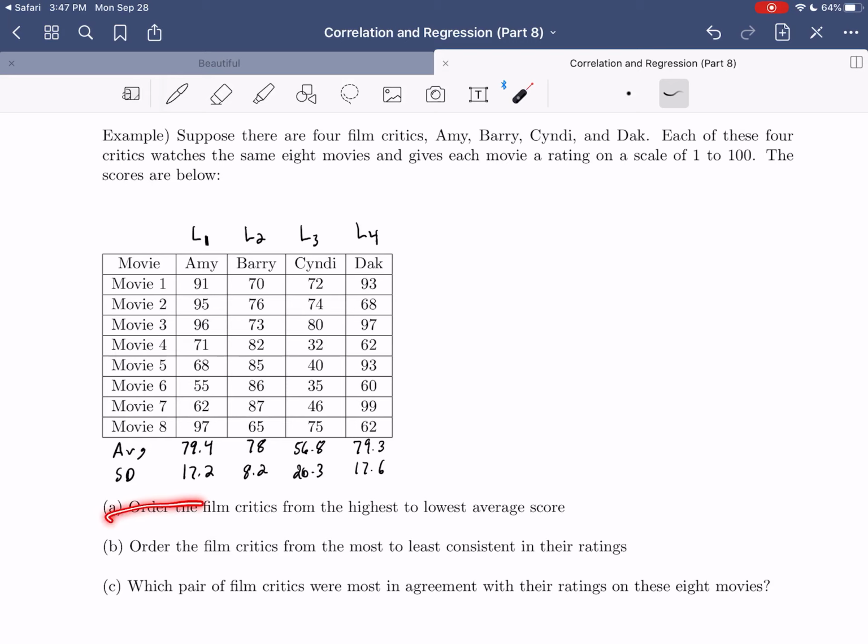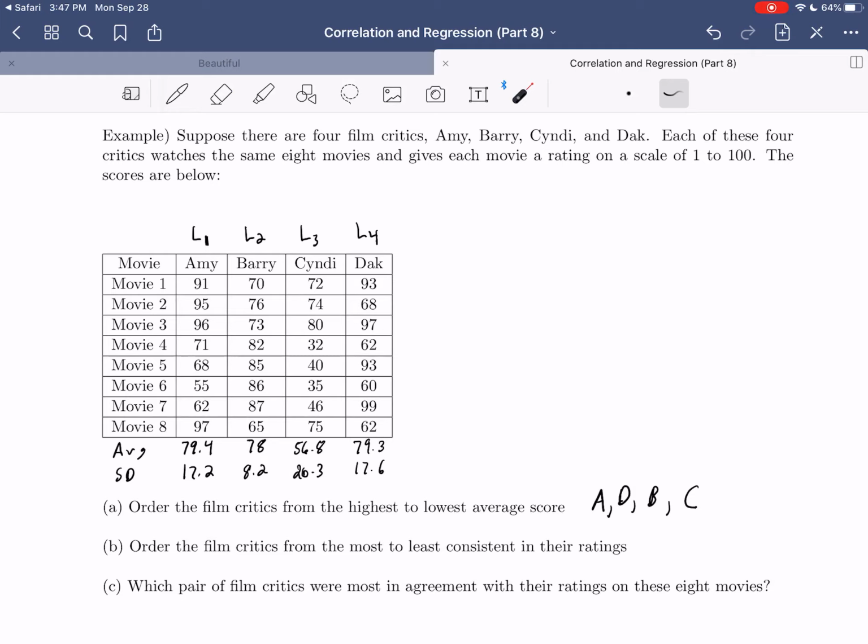All right, so if we were going to order the critics from highest to lowest average score, well, it would be Amy just barely in first with 79.4. Then Dak was 79.3 right behind. Barry with 78, and then way far down would be Cindy. So what we're basically seeing here in terms of average is that Amy, Barry, and Dak all basically gave average scores in the high 70s, but Cindy was a much harsher reviewer. Her average score was only 56.8.